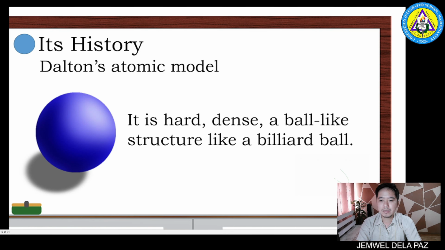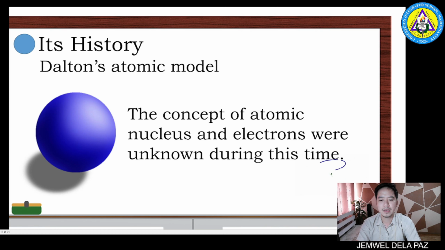According to John Dalton, a model should be hard, dense, a ball-like structure like a billiard ball. The concept of atomic nucleus and electrons were unknown during this time. That is why Dalton just imagined an atom like a billiard ball model, as simple as this, because during this time they didn't have the idea yet about the existence of these subatomic particles.